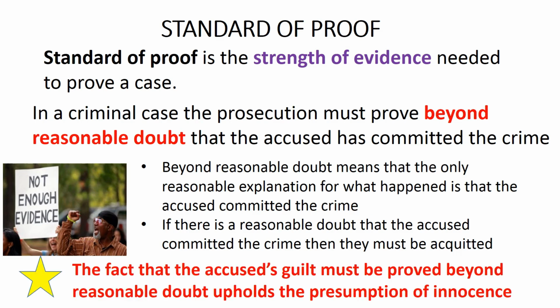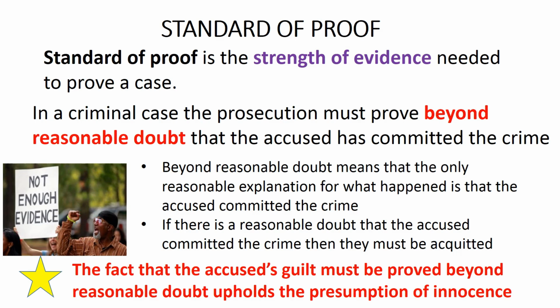The fact that the accused's guilt must be proved beyond reasonable doubt also upholds the presumption of innocence. This is because if a person is presumed to be innocent, and if there is a reasonable explanation for what happened which is consistent with the accused's innocence, then the accused is entitled to the benefit of that alternative explanation and should not be found guilty.